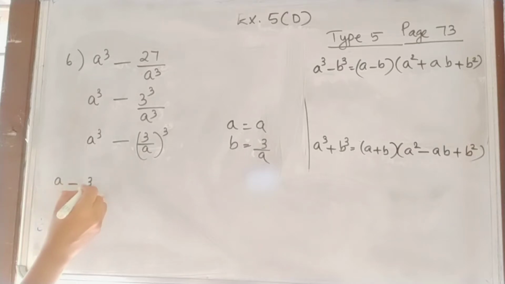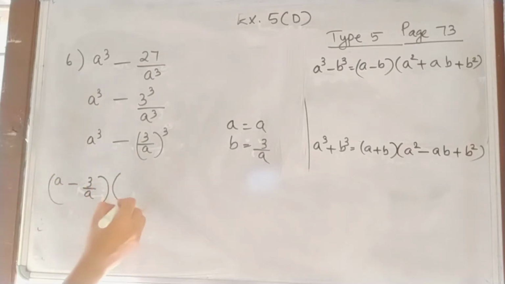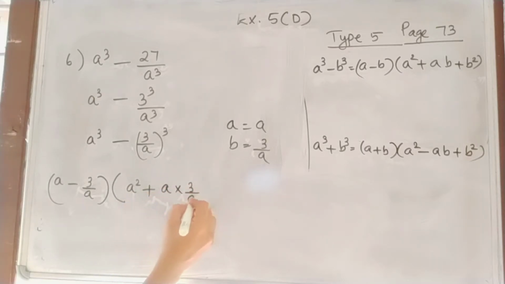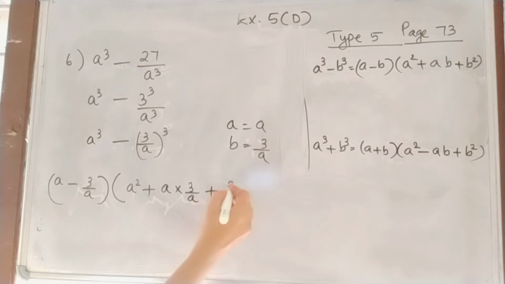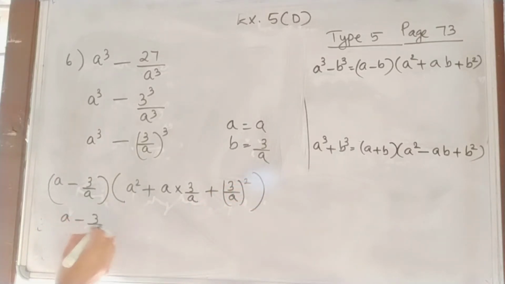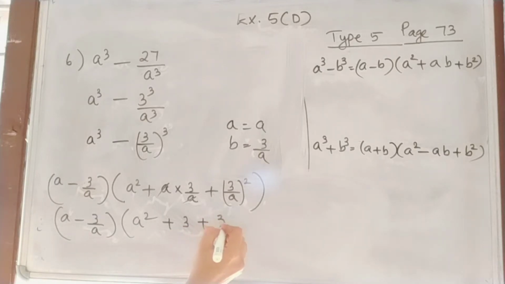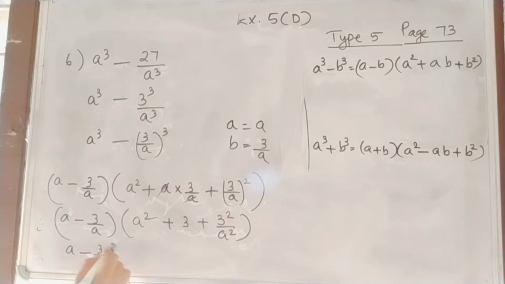So A minus 3 by A into A square plus AB, means A into 3 by A, plus B square, means 3 by A the whole square. So A minus 3 by A into A square, A cancels, so plus 3 square by A square. So again we can write this as A minus 3 by A into A square plus 3 square, 9 by A square.